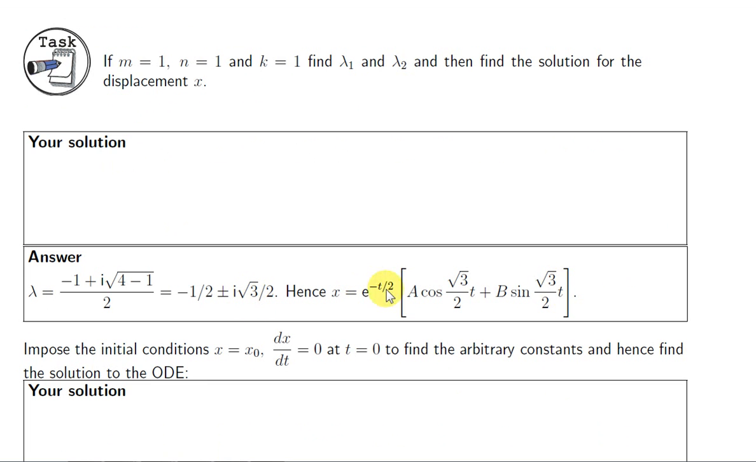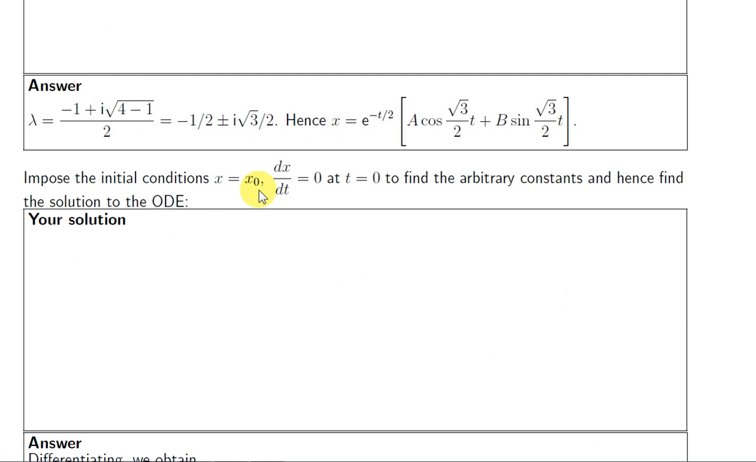So the general solution for this differential equation is given by e to the power of the real part times t. Well, that's minus a half times t. A cos the magnitude of the imaginary part times t. Well, the magnitude of the imaginary part is root 3 over 2. So that appears as the coefficient of t.